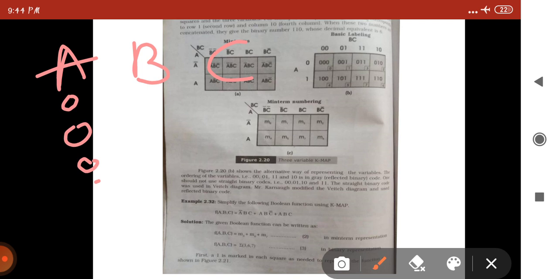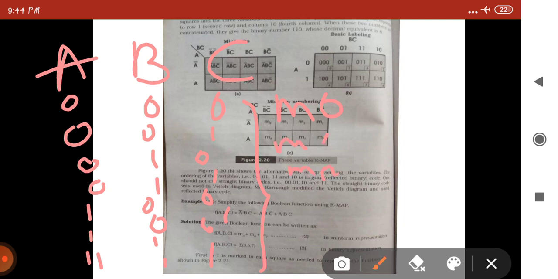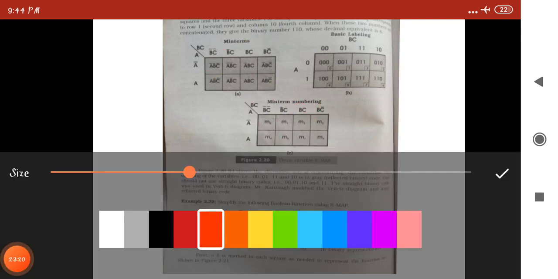1 2 3 4, 1 2 3 4. 0 0 1 1 0 0 1 1, 0 1 0 1 0 1 0 1. These are the 8 numbers. M0, M1, M2, M3, up to M7 is the last number. Correct? This is the way to draw the truth table of the three variables. How to see that in the K-map? Let us see that.